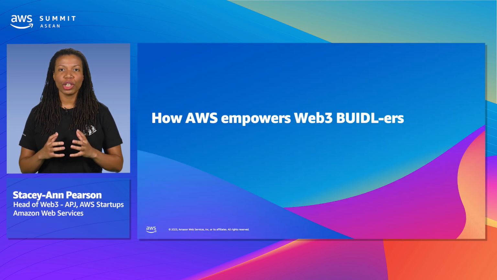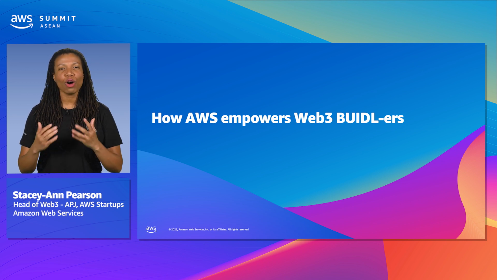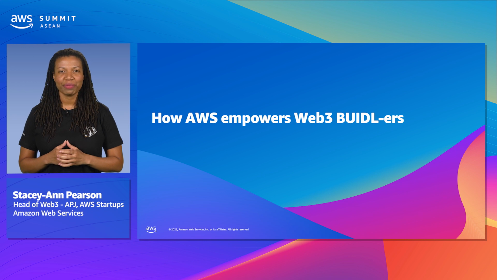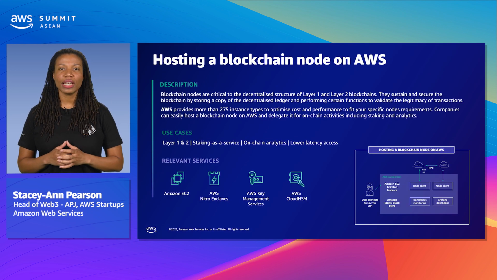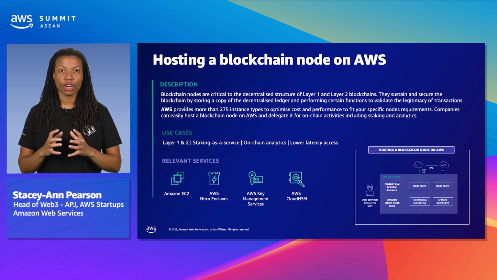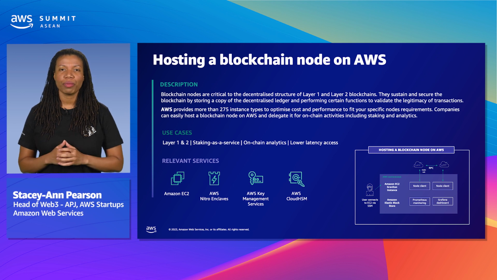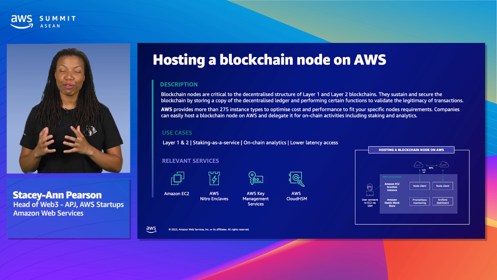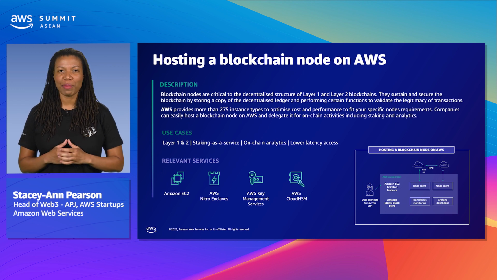In this section, we will look at 5 of the AWS solutions for top Web3 use cases and how we empower Web3 builders. The first use case is hosting a blockchain node on AWS. Blockchain nodes are critical to the decentralized structure of Layer 1 and Layer 2 blockchains. Therefore, it is essential to have an easy method to host a node. With AWS, there are more than 275 instance types to optimize cost and performance to fit your specific node requirements.